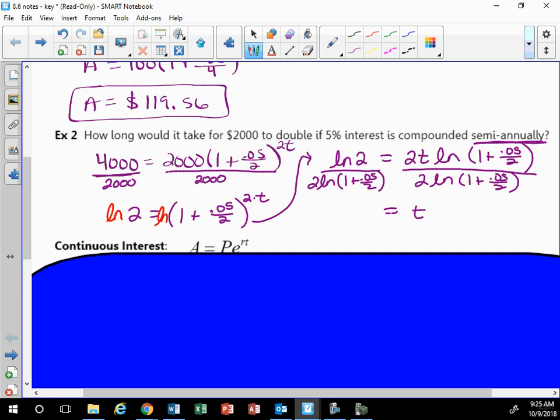You should be getting about 14 years. I didn't tell you what to round to this time, so approximately 14 years. If you are not getting something around 14 on your calculator, raise your hand and let me come to you.